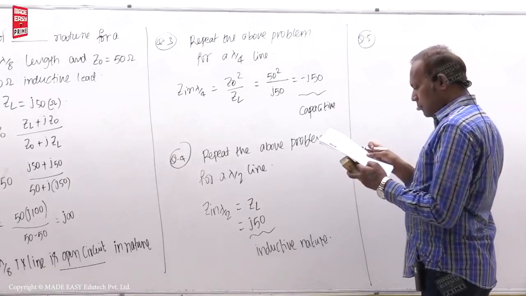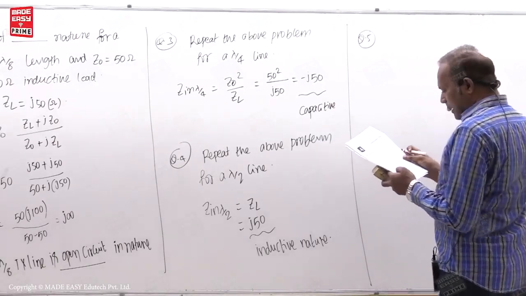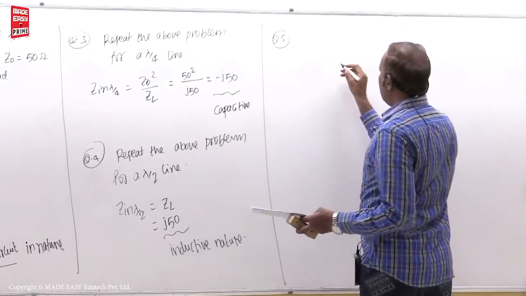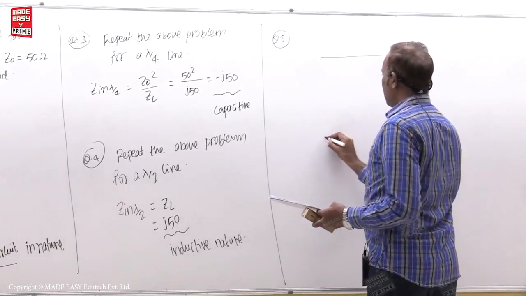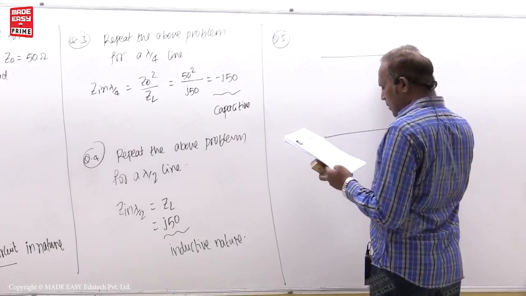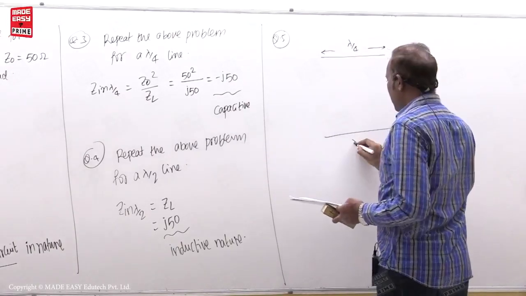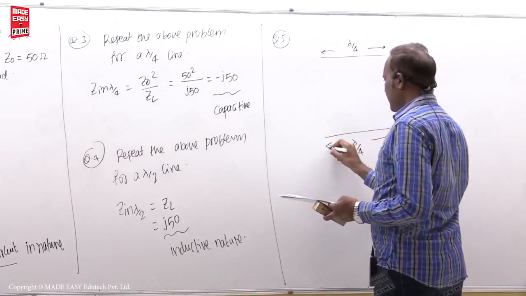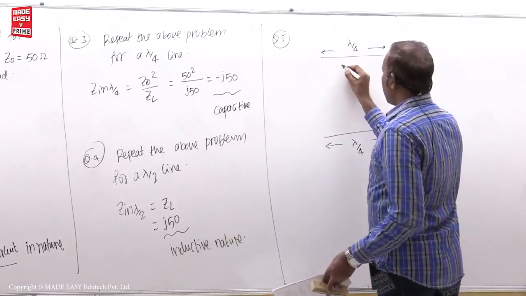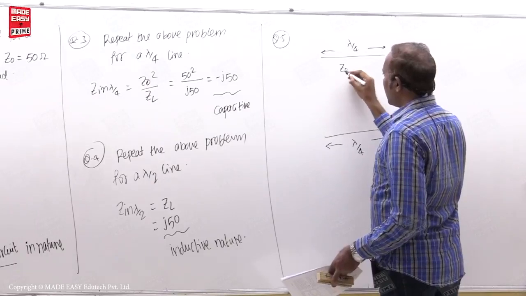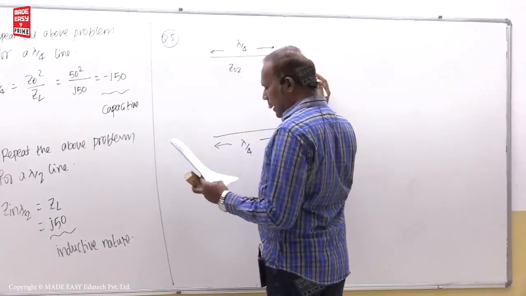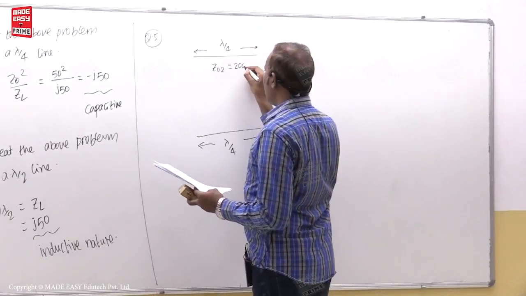Question number 5. So diagram, everything is given. Here one transmission line is there of length lambda by 4. Bottom side is given length here. Lambda by 4 is given like this. Now characteristic impedance of the second line, here one more line is there, that is 200 ohm is given.